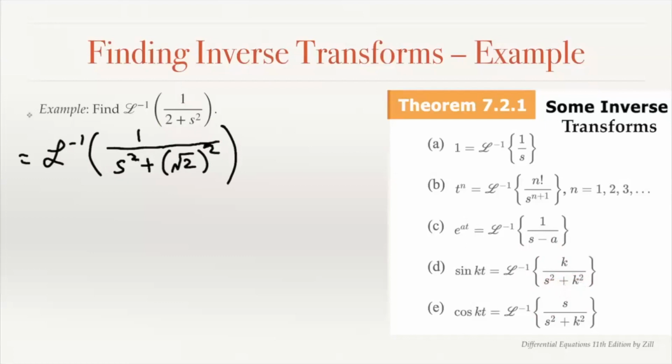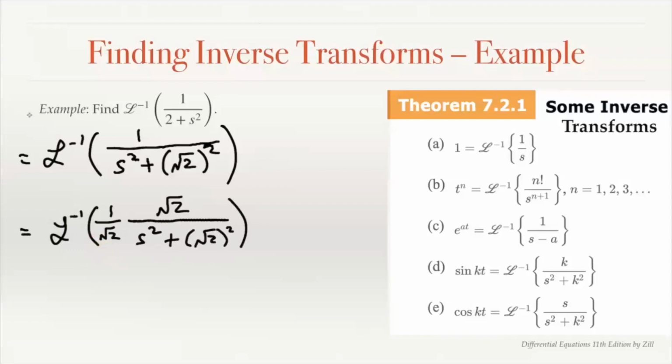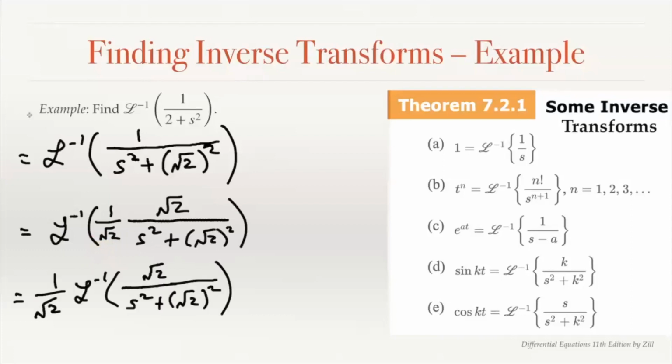Now, we would need a k up there. How can we get a k, which in this case is root 2, up there? Well, that same trick as before. We'll just put it up there and divide by it at the same time so that we're not actually changing anything. And now we can pull out that constant. And now we have manipulated it to look exactly like this. So this is 1 over root 2 times sine of root 2t.